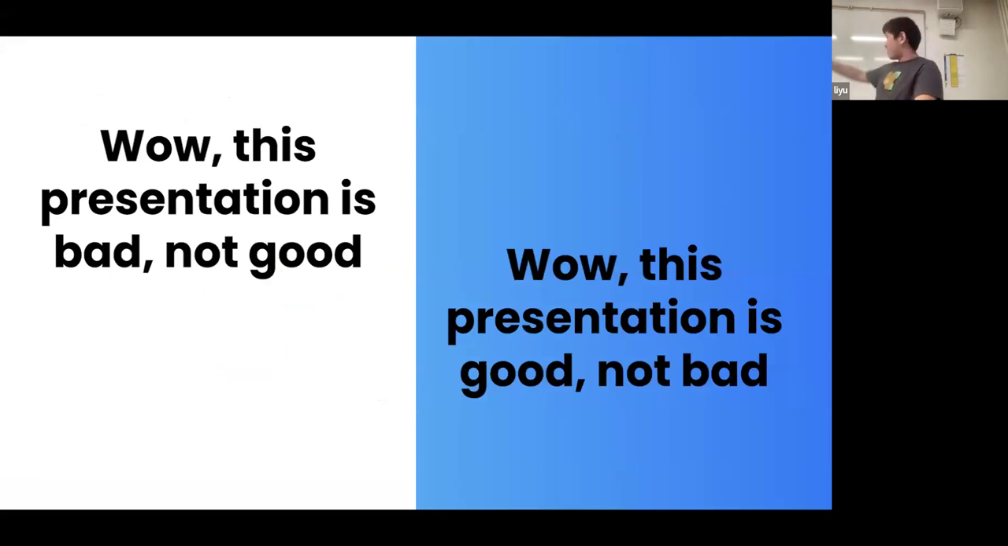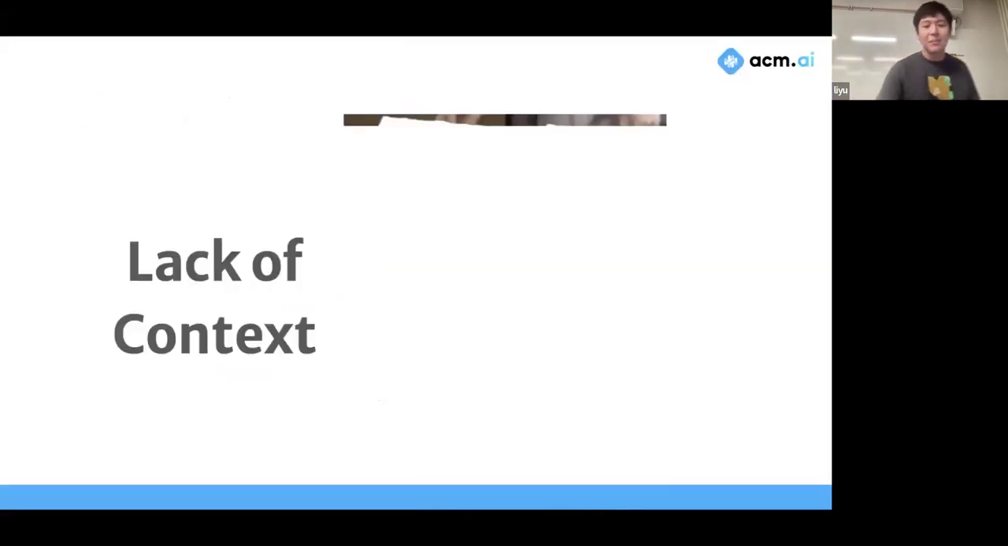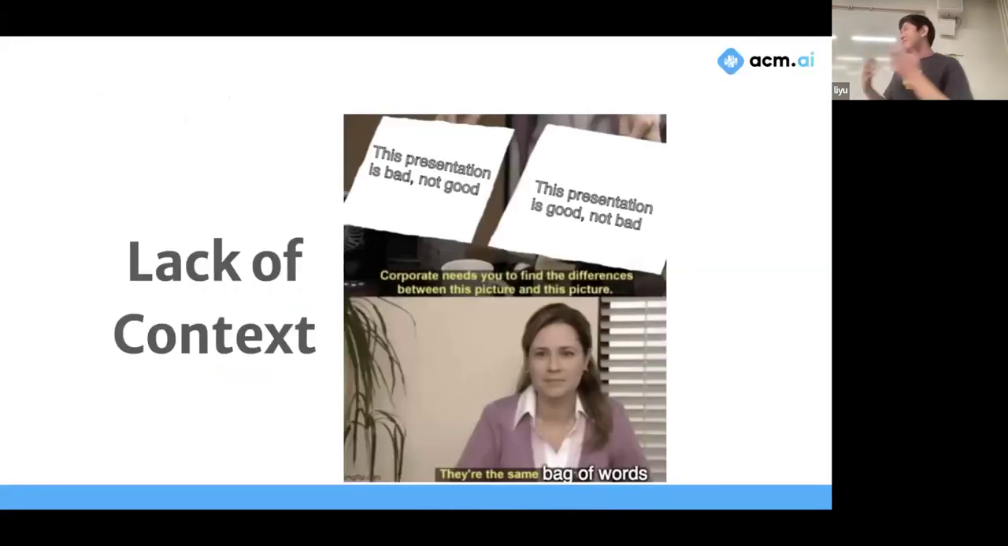Houston, we have a problem, which is we can have something like, "wow, this presentation is bad, not good," and "wow, this presentation is good, not bad." If you were to tally up the number of occurrences of each word in these two sentences, they mean very different things, in fact completely opposite things, but their distributions of word occurrences will look exactly the same. That's why we need context. The ordering of the words matters just as much as what words are in the sentence.